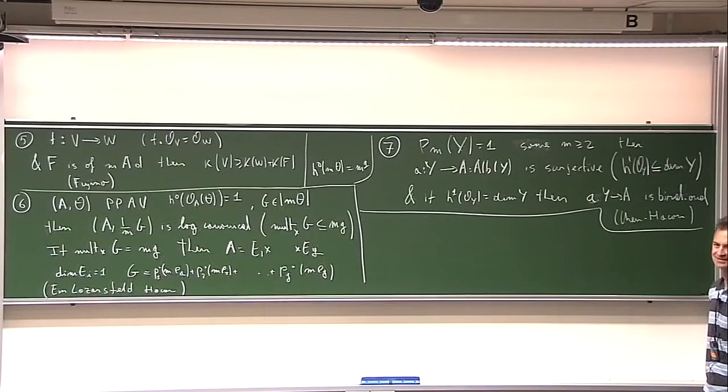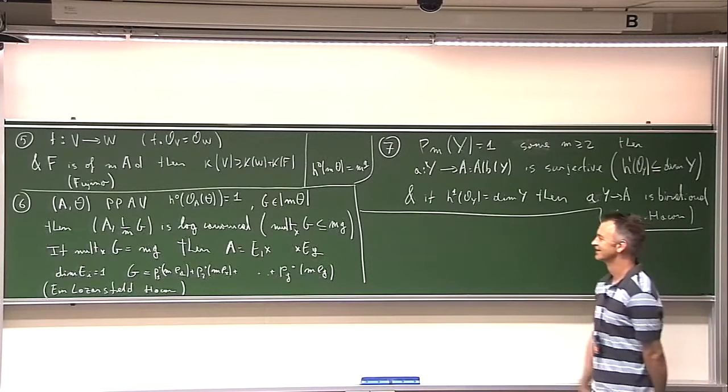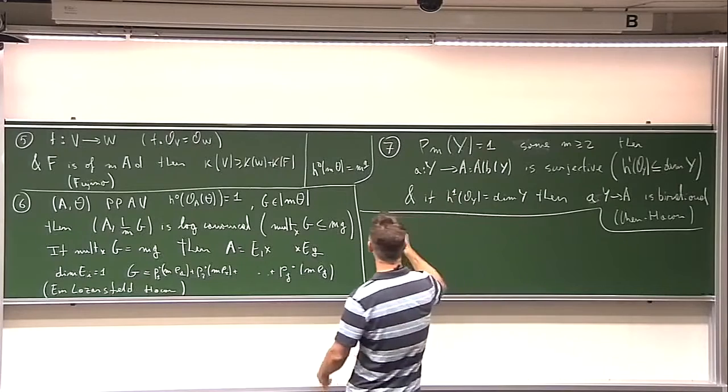No, I don't understand this statement. Okay. So P_m(Y) is equal to 1. Yes. I see. Now I understand. Sorry. No problem. So what was I going to say?